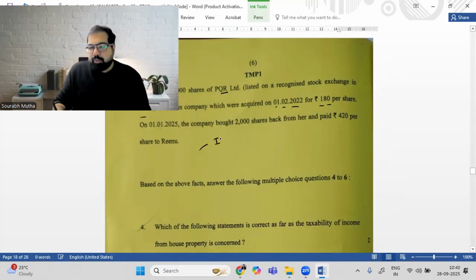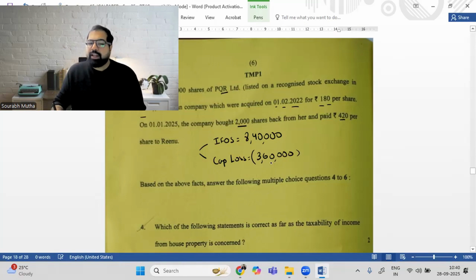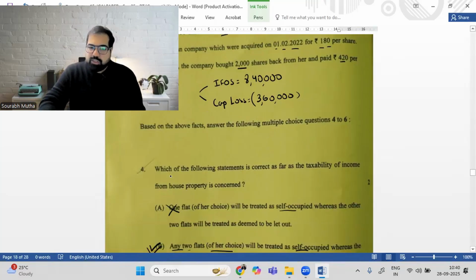First, the entire amount received will be taxed under IFOS, and your cost will go under capital gain as a loss. So let's see how much the company is buying it. They bought back 2,000 shares at 420. So 2,000 into 420 will be the income under IFOS as deemed dividend. And the capital loss, whatever your purchase price for the 2,000 shares, into 180, will be a capital loss under the capital gain chapter. So 8 lakh 40 and 3 lakh 60. So this is the answer.